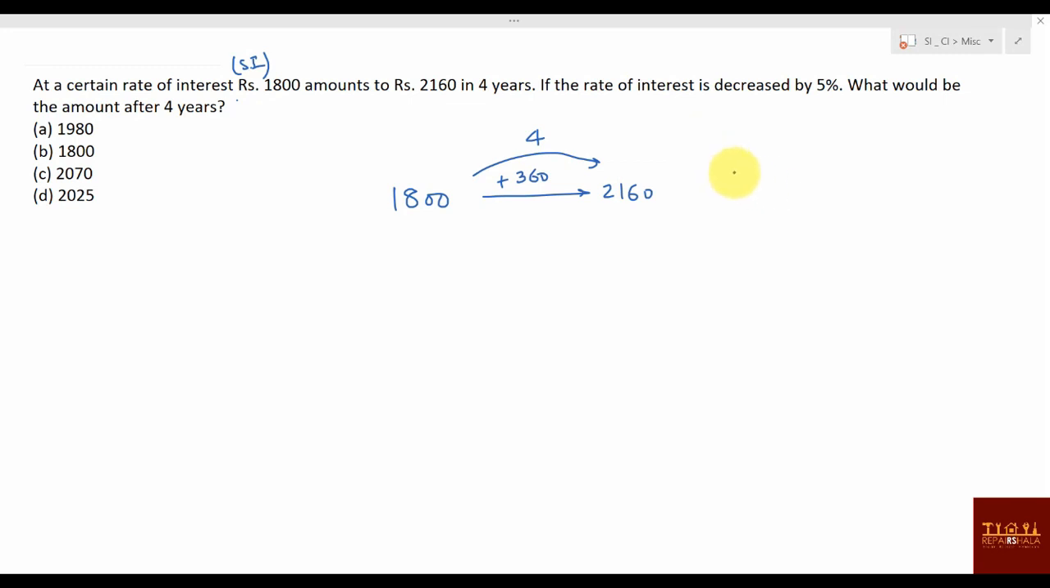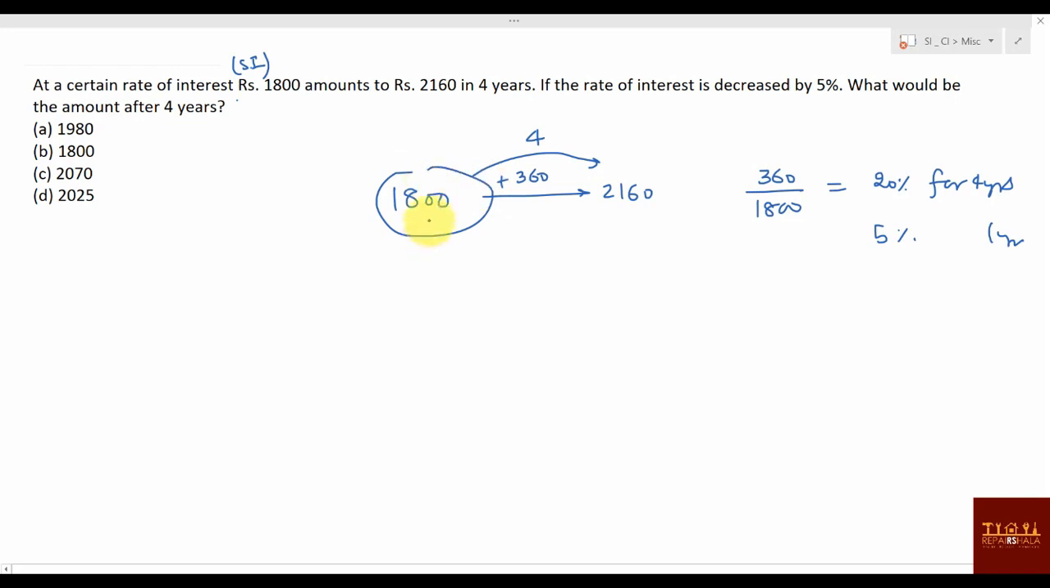Okay. So 360 divided by 1800 will be what? That is which percentage? 20%, and 20% for how many years? 4 years. So for 1 year, how much will it be? 5%. Okay. What are they telling? If the rate of interest is decreased by 5%, anyway it was 5%, you reduce 5%, what is that? Rate of interest is 0%. It means whatever principal is there, that only will be the amount. What is the option?